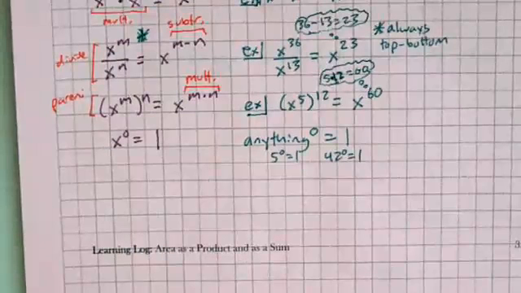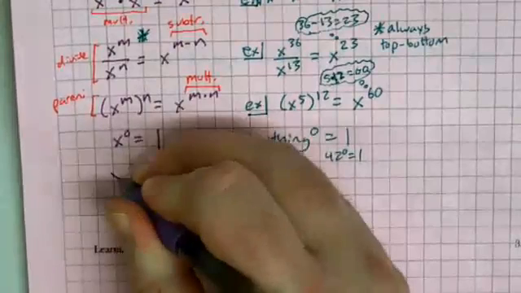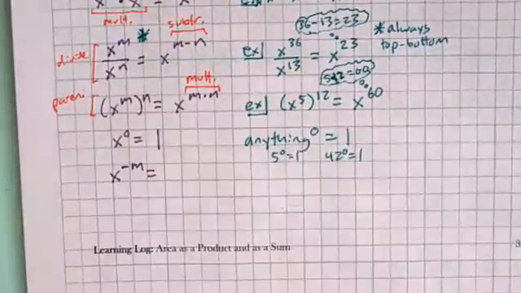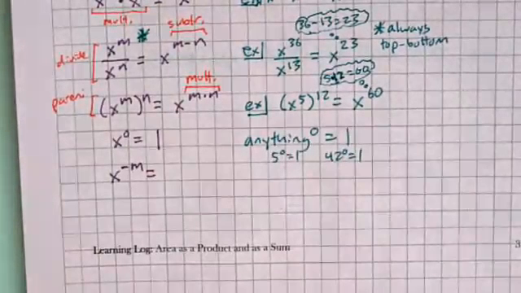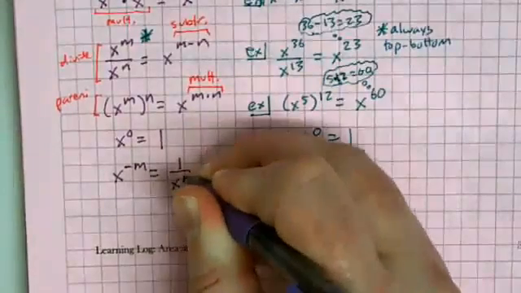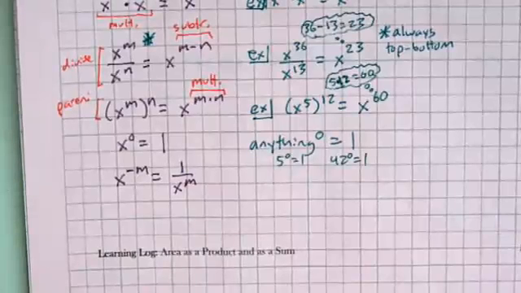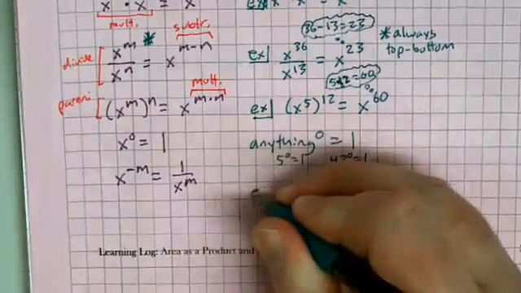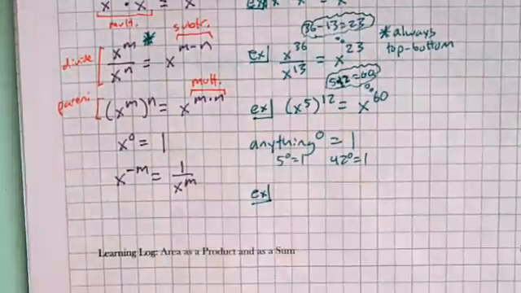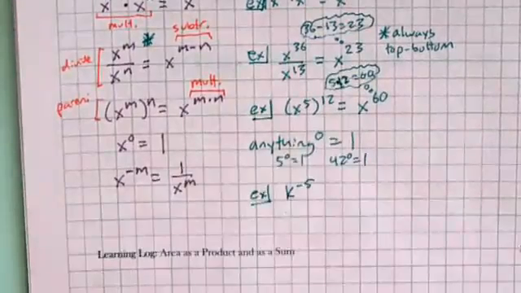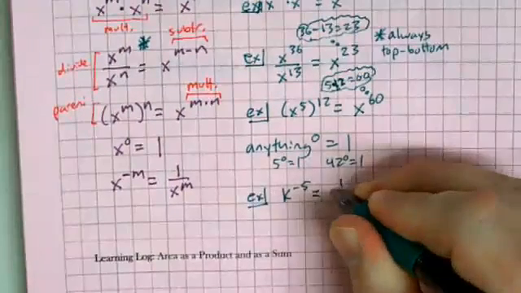And then the other thing we've got to deal with is negative exponents. Let's do x to the negative m. x to the negative m equals, and we said that that moved down to the bottom. We ended up with a 1 on the top. That would be 1 over x to the m. And my example here would be something like, what did we have in our notes? We had k to the -5. We just did that problem a moment ago, and we said that was equal to 1 over k to the 5th.